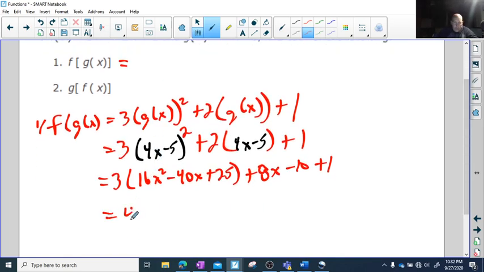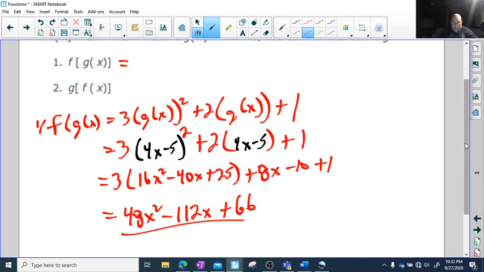And that would give me 48x squared. Take away 120 plus an 8, so that's a negative 112x. 3 times 25 is 75. Plus 1 is 76. Minus 10 would be plus 66. There's the value of f of g of x.